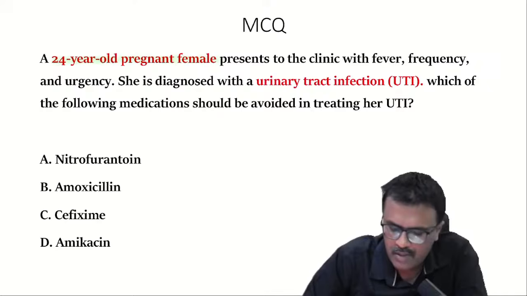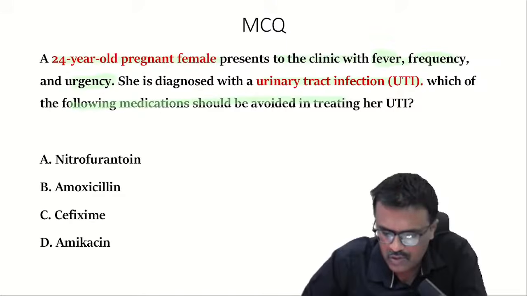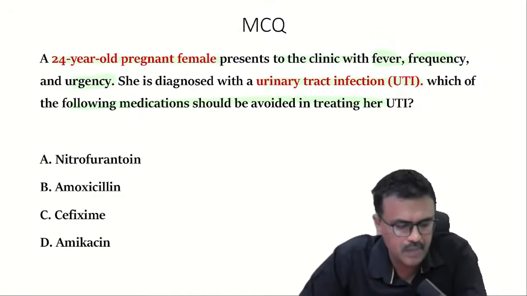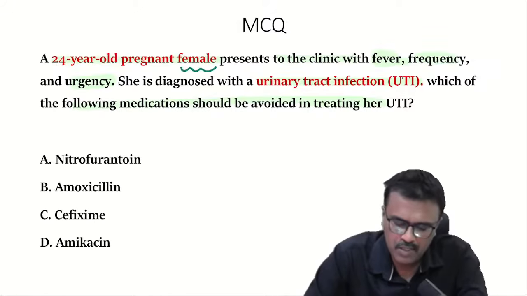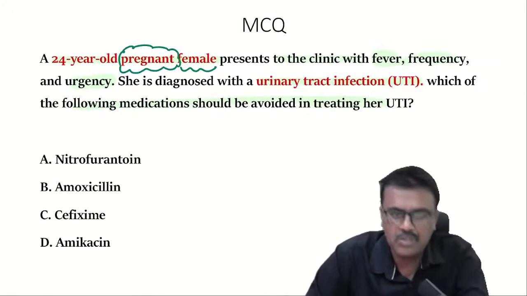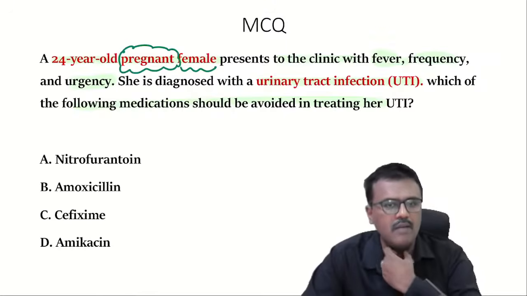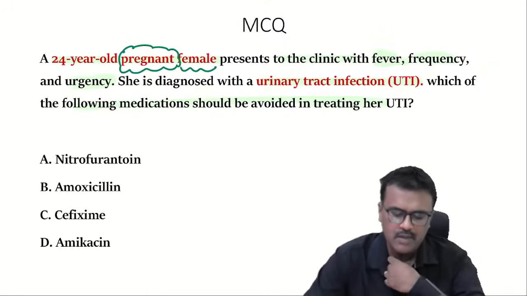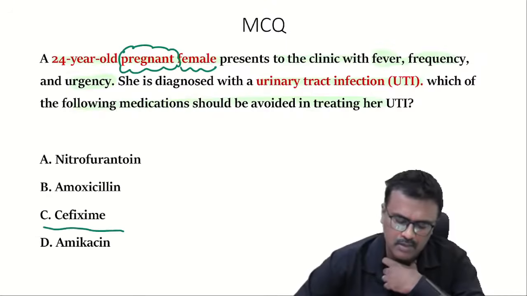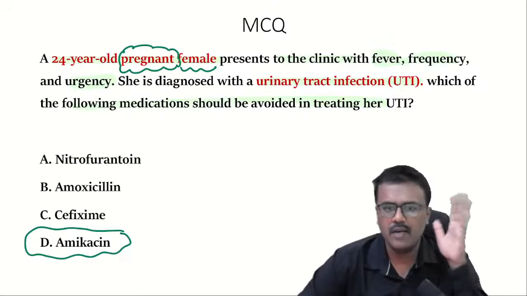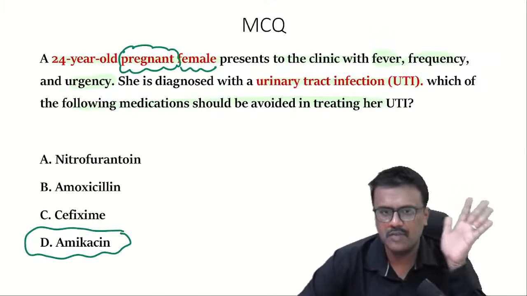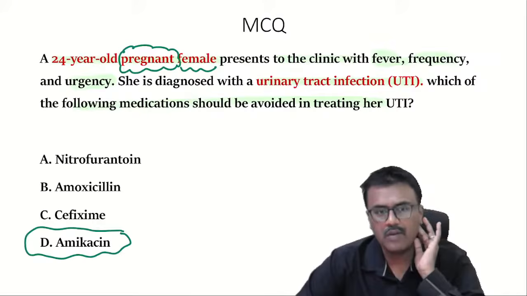A 24-year-old pregnant female came to the clinic with fever, frequency, and urgency. She was diagnosed with UTI. Which of the following medications should be avoided in treating her UTI? So remember in your exams, if they give a female patient, check whether she is pregnant in the question. Most of the time they will trick you there. In pregnancy, what is not at all given is amikacin. Yesterday I told you amikacin belongs to aminoglycosides. They are known to produce ototoxicity in the newborn, that is the fetus. So that's why I cannot give it.